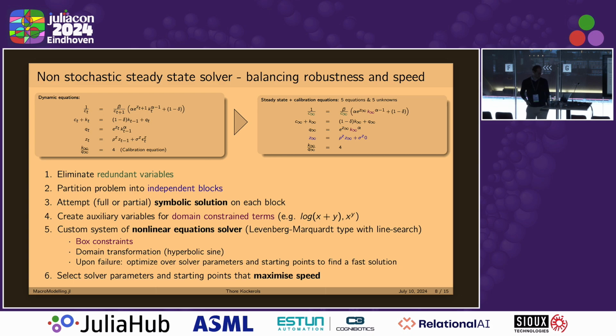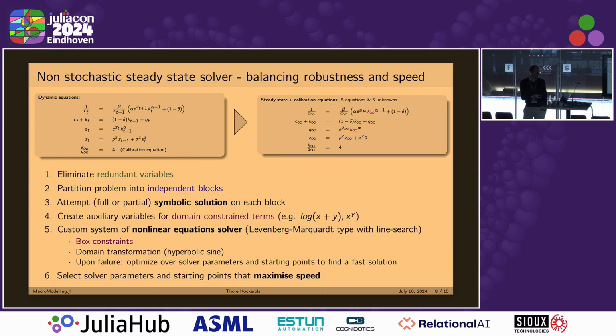Because that is the next step. I wrote a custom nonlinear system of equations solver, which is of Levenberg-Marquardt type, which uses box constraints in order to not run into the log of -1, essentially. It has domain transformation as well, which I found also very useful. If you take the hyperbolic sine and transform the whole problem into something more narrow, that also helps.